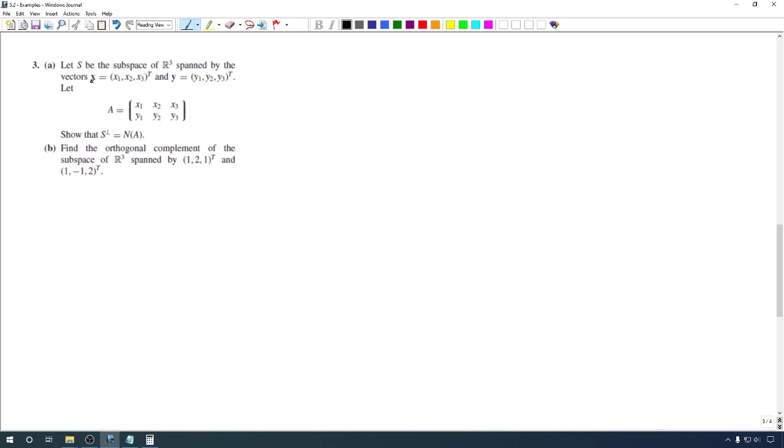But we're going to say that we have a subspace of R3 spanned by two vectors. x is x1 through x3, y is y1 through y3, and we're going to combine those into a matrix, where each of those becomes the rows of A. The first row of A is x, or technically x transpose, and the second row is y transpose. This means that the row space, or as we'd like to say, the R of A transpose, is in fact S. That's kind of the whole point.